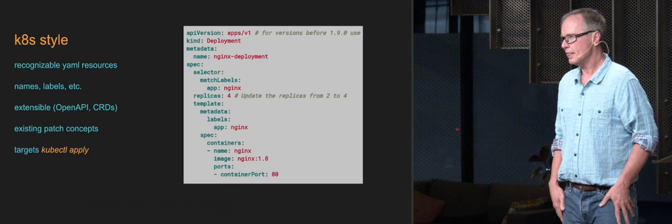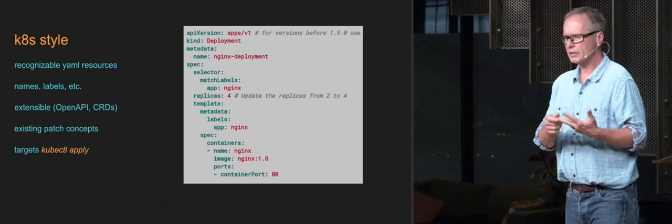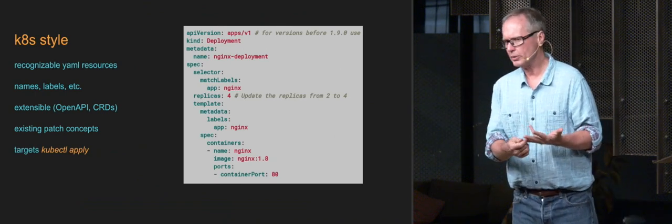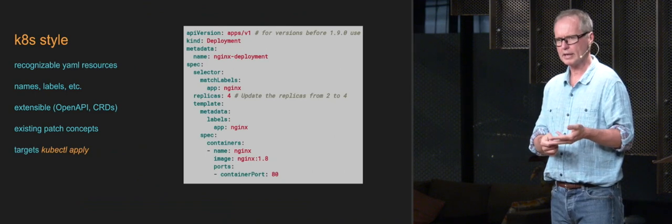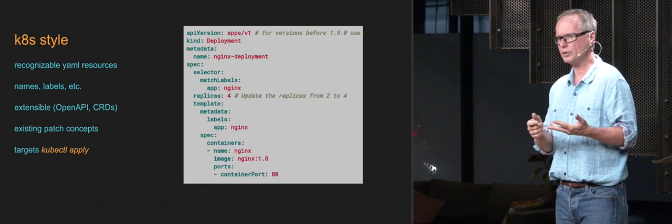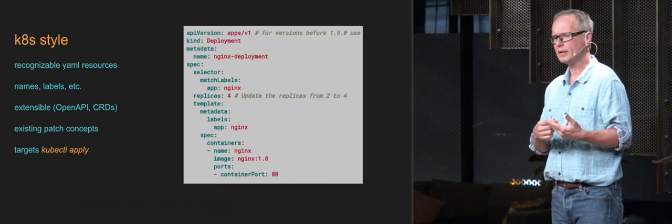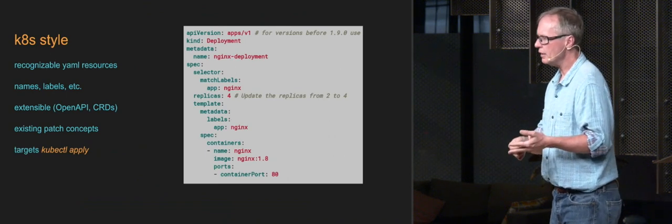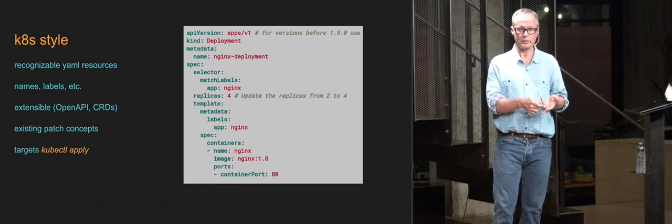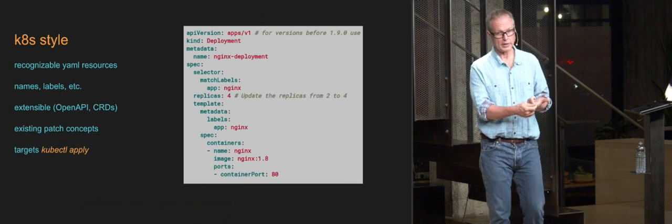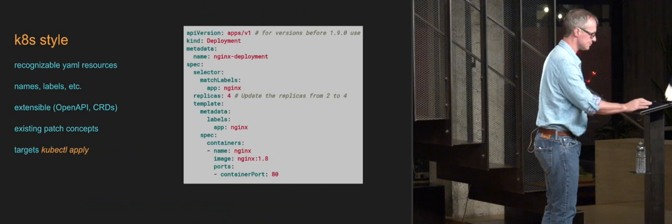K8s style means the customization file itself will be Kubernetes YAML. We're not going to put anything special. We don't require anybody to add anything special to Kubernetes resources they're already using. We're going to use existing patch concepts that have been around in Kubernetes since the beginning, and we're going to target kubectl apply. Kubectl apply is the one major API you need to use, and you don't really need to use anything else. You don't need to use create, patch, delete. Apply is a good thing to use.